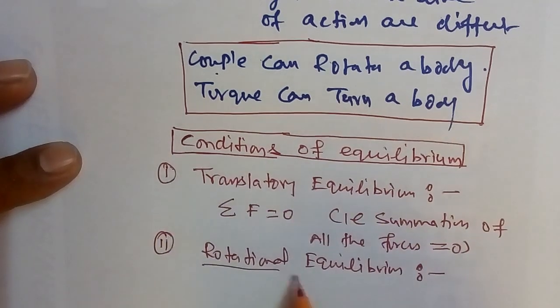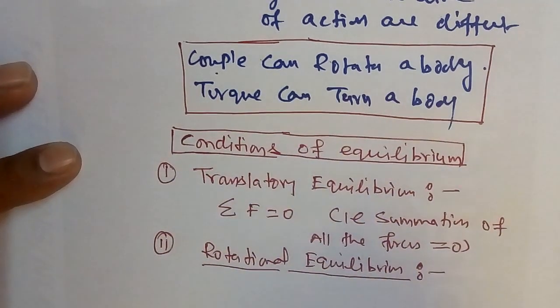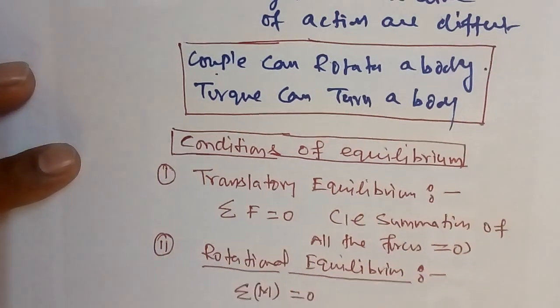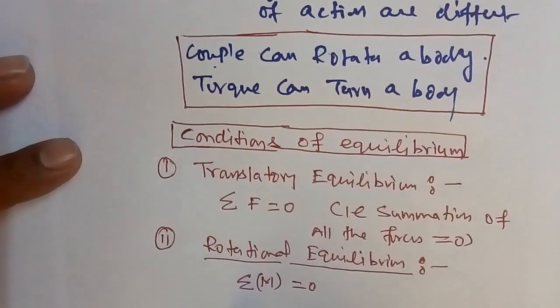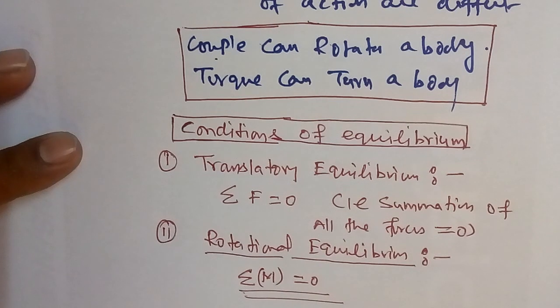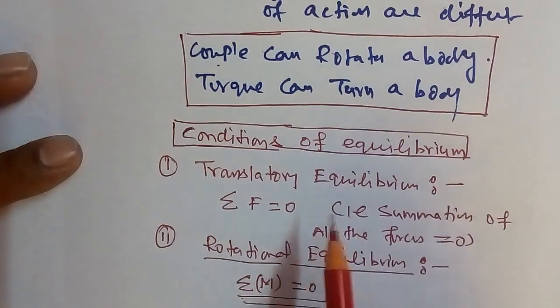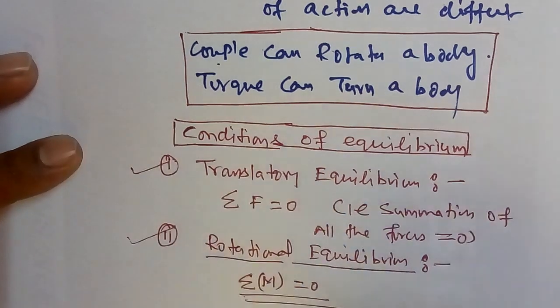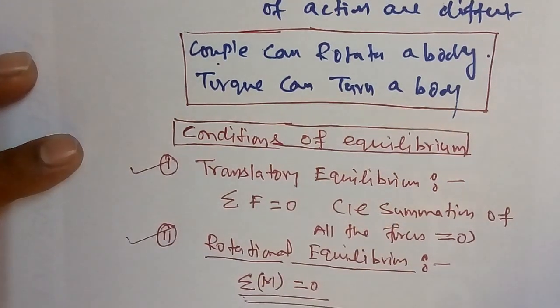Second is rotational equilibrium. In the case of rotational equilibrium, the summation of all moments acting on a body or a system of bodies should be equal to 0. Now if a body or a system of particles is following both translatory as well as rotational equilibrium, then we can say the system is in complete equilibrium.